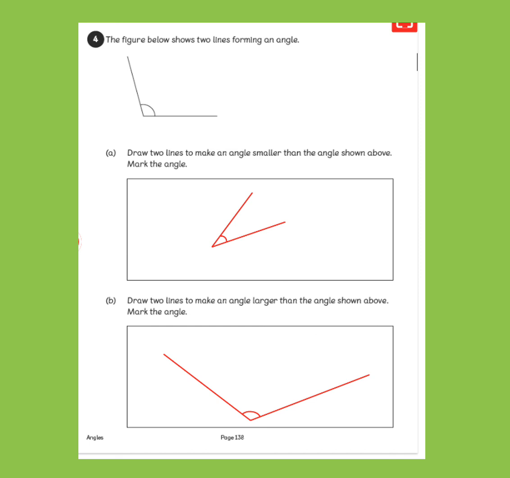And finally, question 4. Again, there's multiple ways you could have drawn this. Question A asks you to draw 2 lines to make an angle that is smaller than the figure drawn in question 4. And question B asked you to draw 2 lines to make an angle that was larger than the angle shown above. So, as long as your lines are straight and they meet at a point, one of them is smaller and one of them is larger, then you can give yourself a tick.